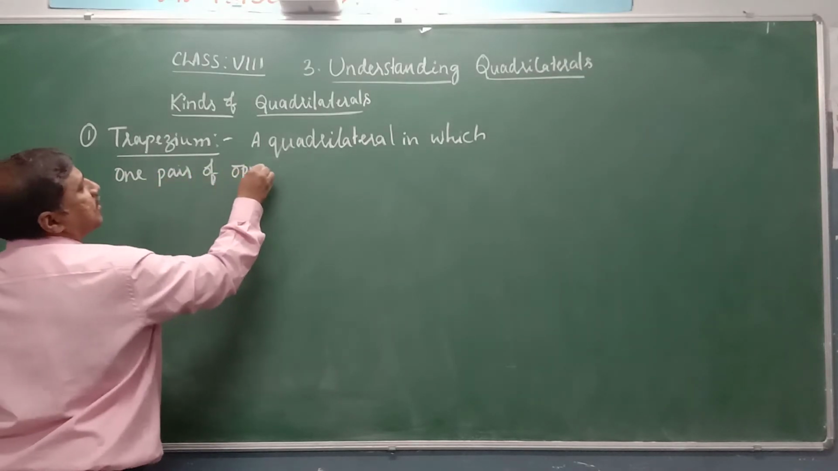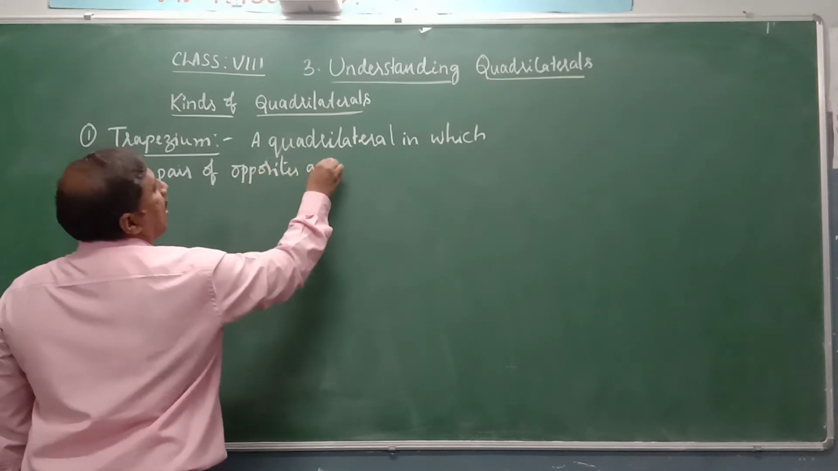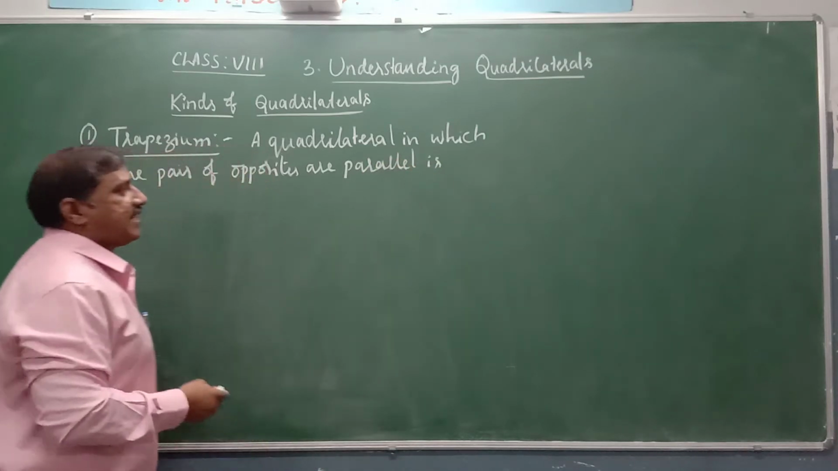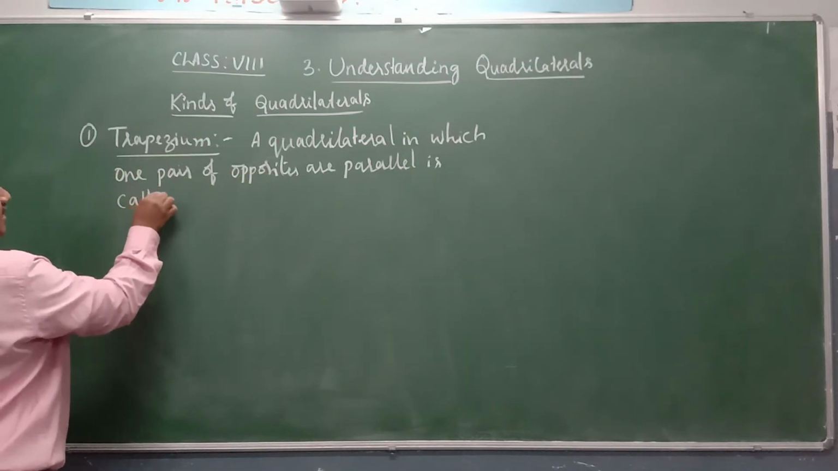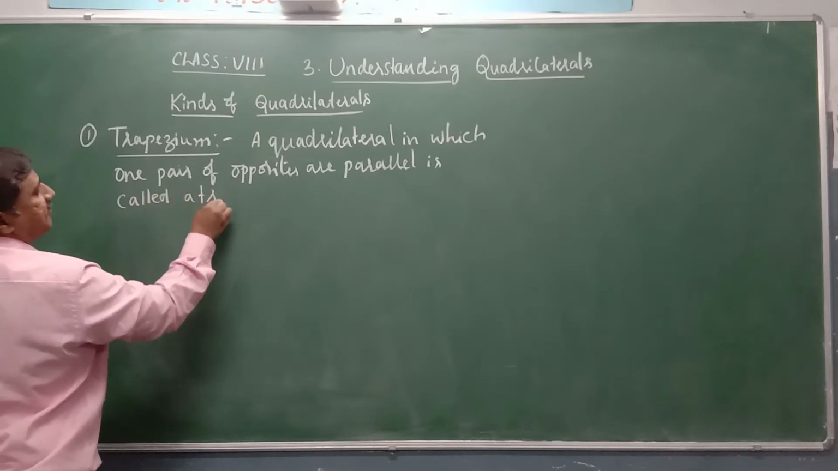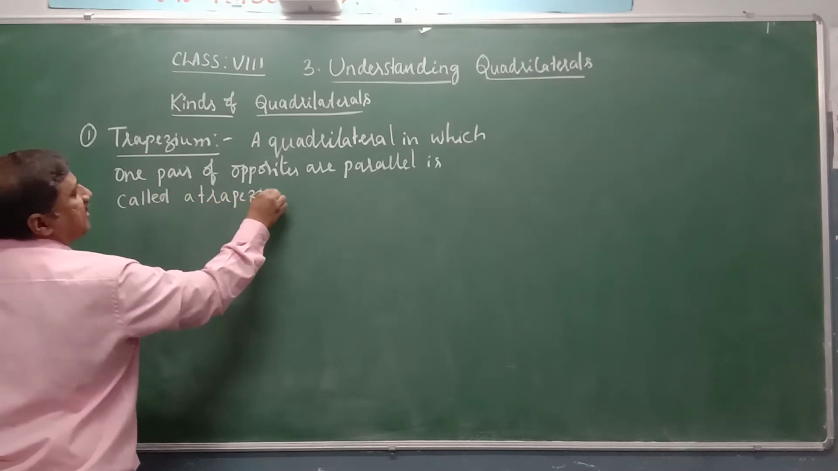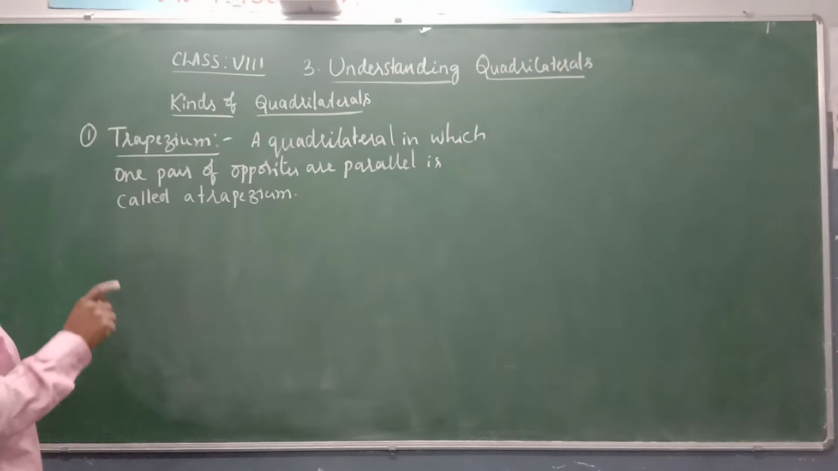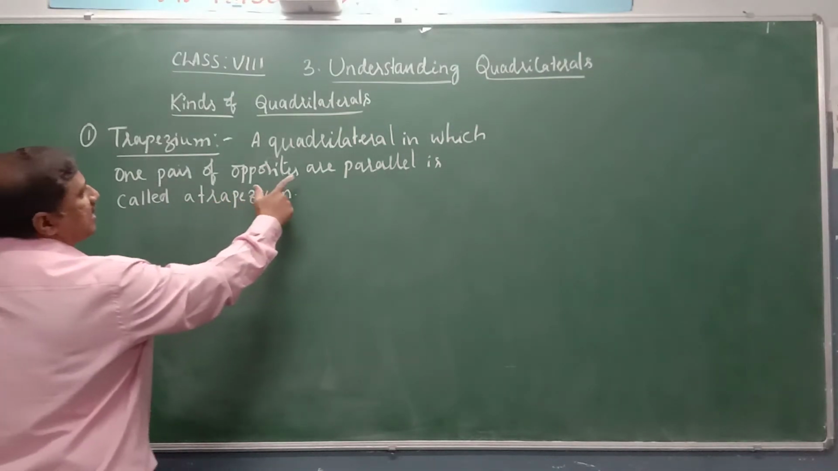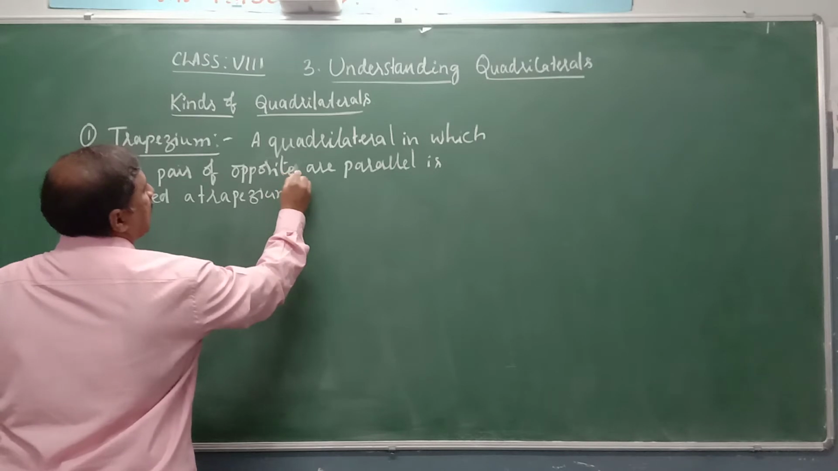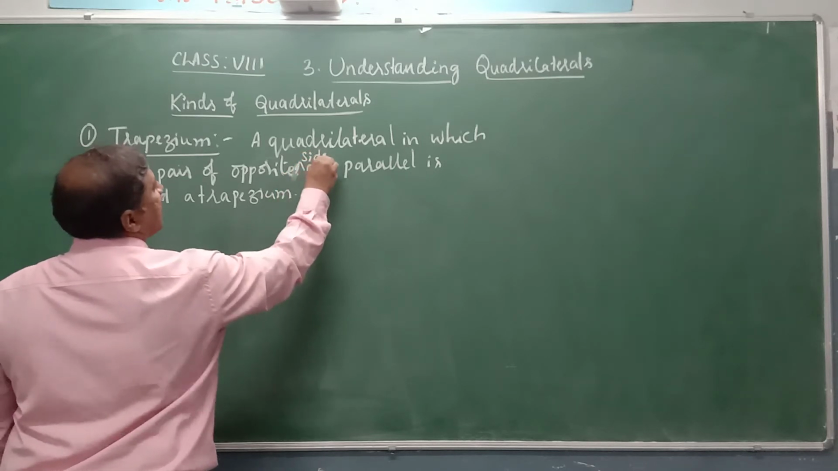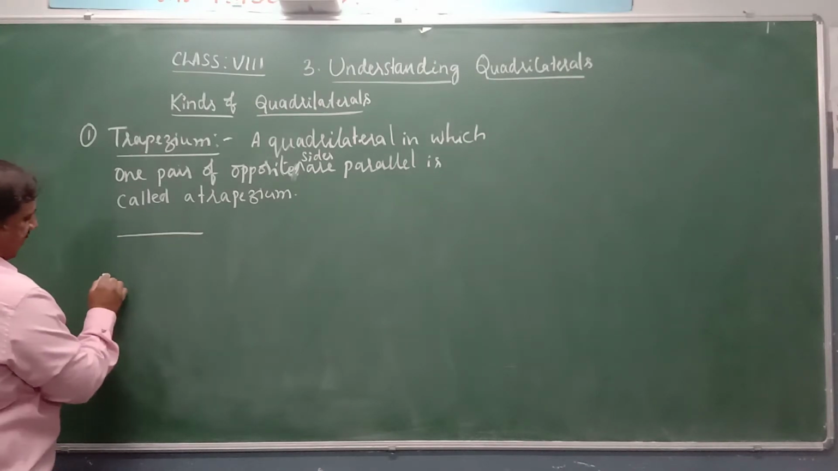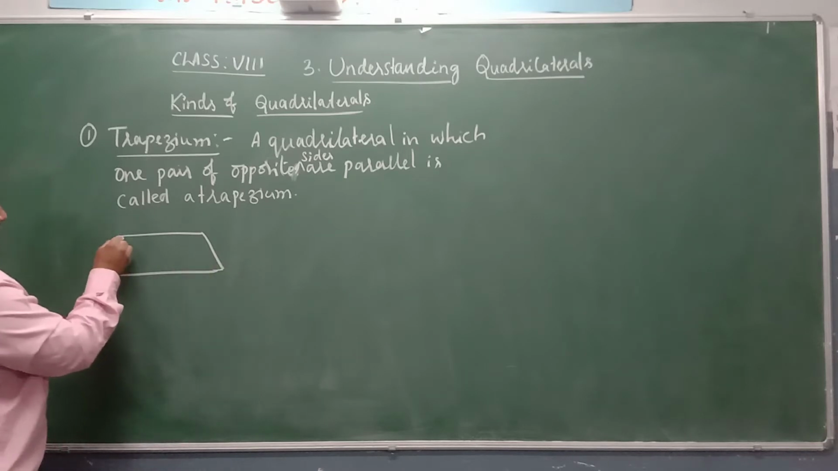One pair of opposite sides parallel is called a trapezium. So what is a trapezium? It is a quadrilateral in which one pair of opposite sides are parallel. Yes, this is a figure of a trapezium. So this figure is known as a trapezium.